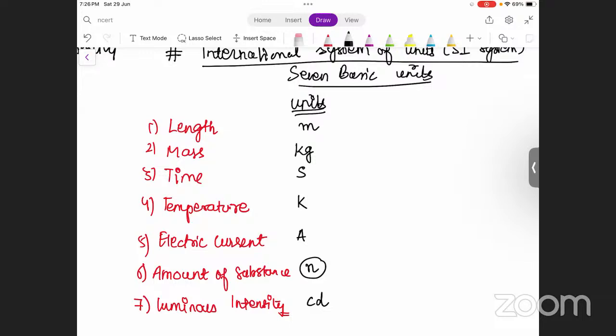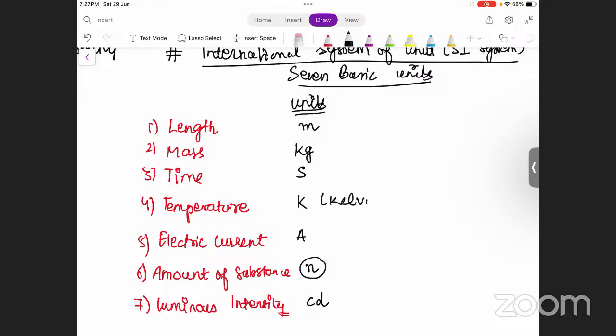Then we have length, which is measured in meters. So the standard unit for length is meter. So the SI unit for length is meter. Now everything we will be learning in respect of meter. And for mass, it is kilogram. For time, it is second. For temperature, it is Kelvin.